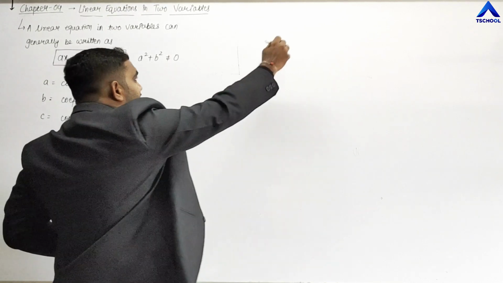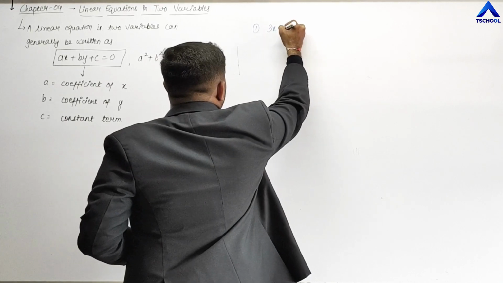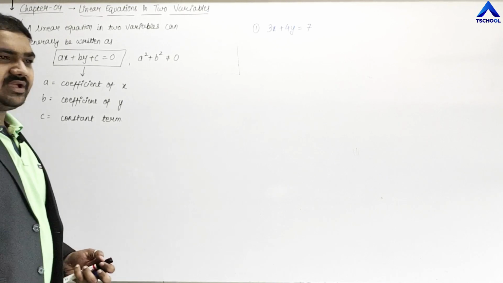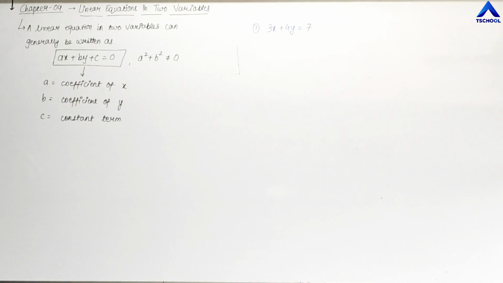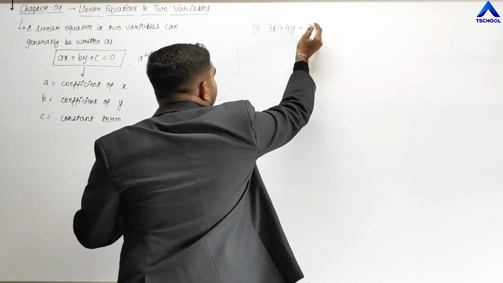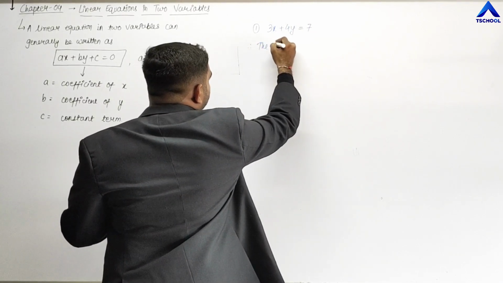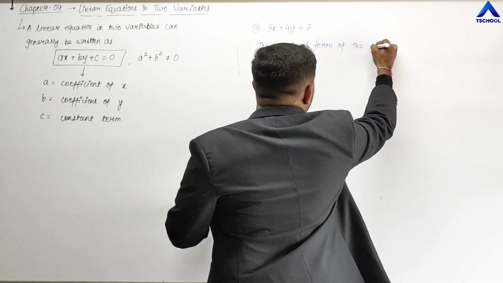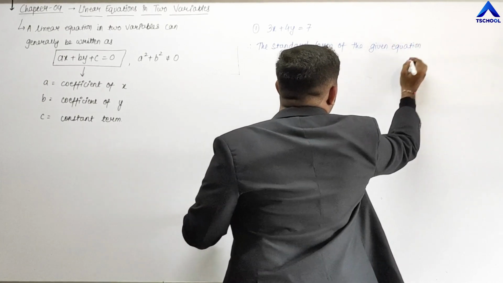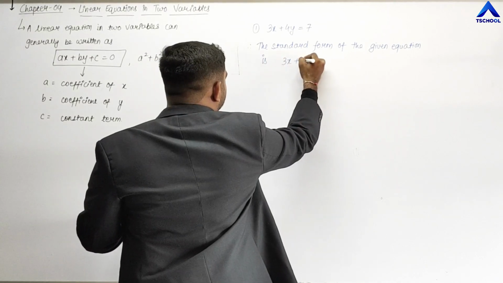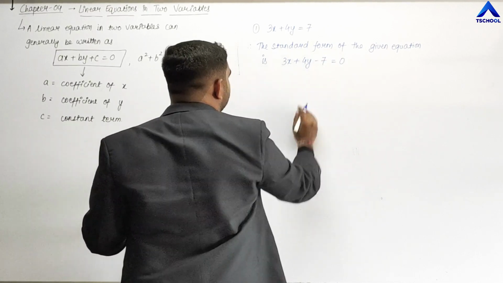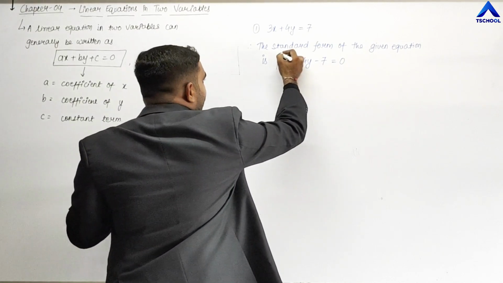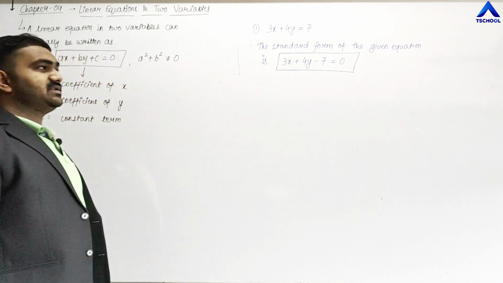Let me say, for example, if I am having an equation here, 3x plus 4y is equal to 7, and I am asked to write down this equation in the standard form and find out a, b and c. So what is the standard form, friends? ax plus by plus c equal to 0, but here it is equal to 7. So this 7 needs to be taken here. Therefore the standard form of the given equation is 3x plus 4y minus 7 is equal to 0. That 7, friends, is taken on the left side, so it will become minus 7 equal to 0. So that is the standard form of the given equation, 3x plus 4y minus 7 equal to 0.